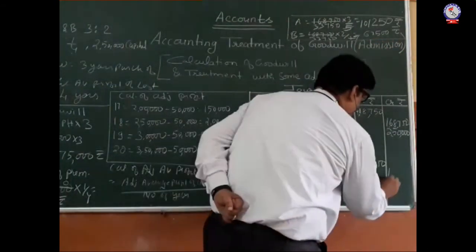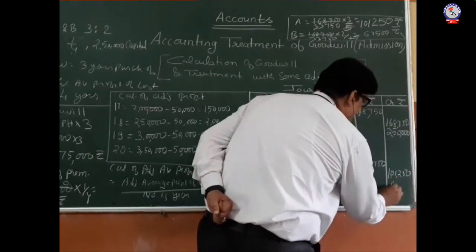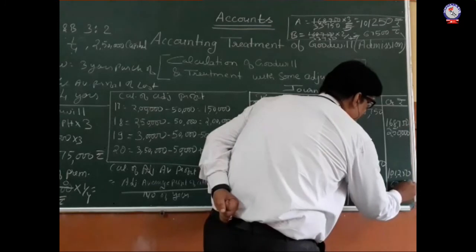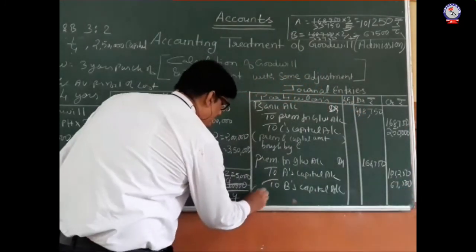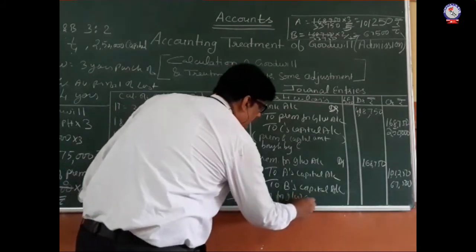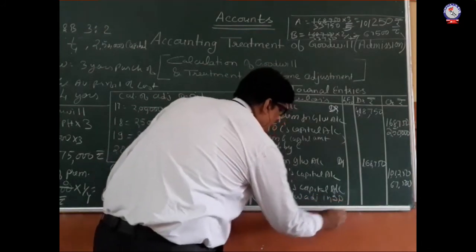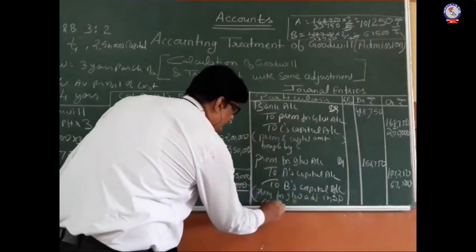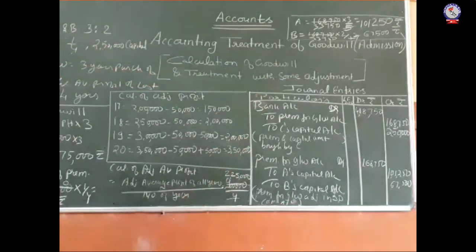Okay. So this is the case. 1,01,250 goes to A and 67,500 goes to B. Okay. Premium for goodwill adjusted in sacrificing partners' capital account. This is how we are adjusting the premium for goodwill.